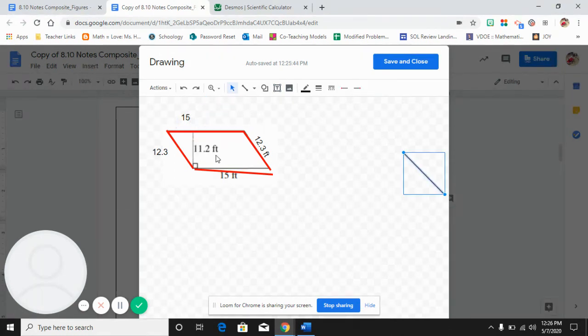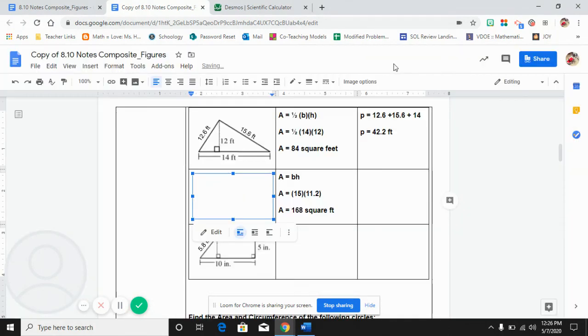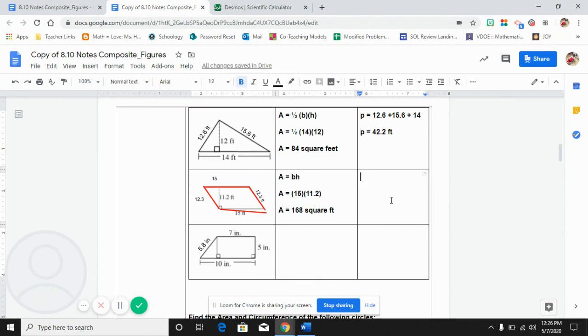So in order to find the perimeter of this figure, we're going to add up all the sides around it. So we're going to have 12.3 plus 15 plus 12.3 plus 15. We're actually not even going to include this 11.2 feet. So perimeter, let's add up.